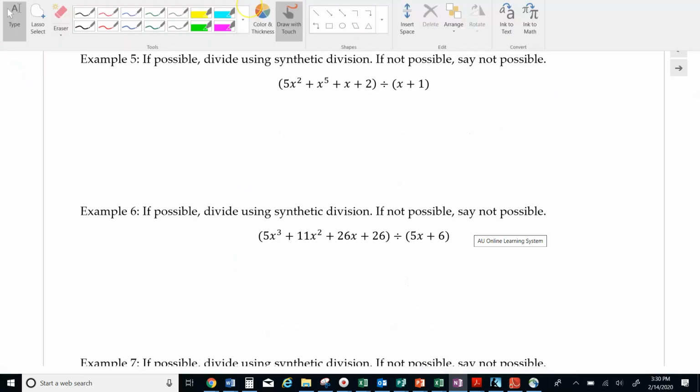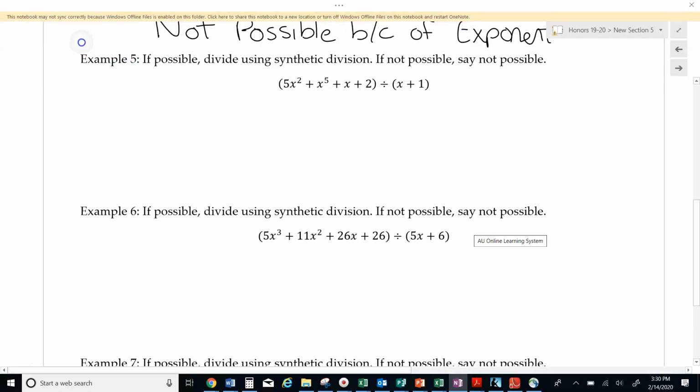Example 5. If possible, divide using synthetic division. This one is possible. There's no exponent. Great. I'm going to take that x plus 1.